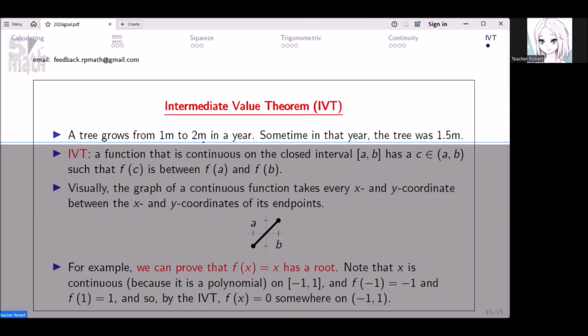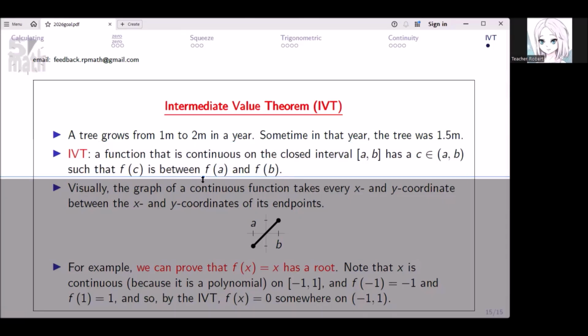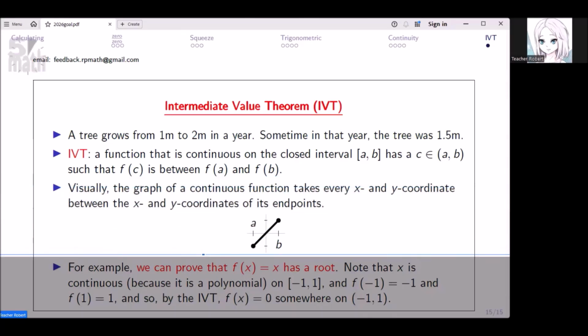Intermediate value theorem. A tree grows from 1 meter to 2 meters in a year. Sometime in that year, the tree was 1.5 meters. Intermediate value theorem. A function that is continuous on the closed interval a b has a c in open interval a b such that f of c is between f of a and f of b. Visually, the graph of a continuous function takes every x and y coordinate between the x and y coordinates of its endpoints.